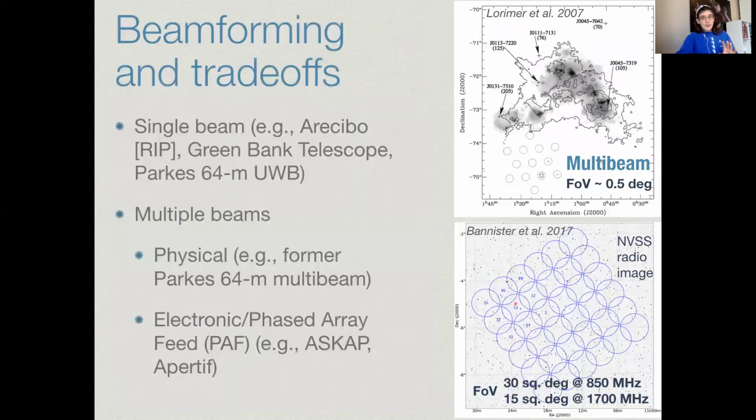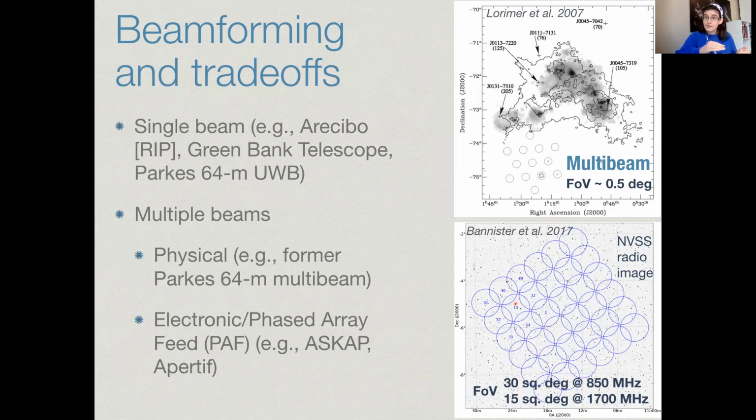So with that beam description in our minds, we can take a look at what different FRB detecting experiments can use. We have single beam instruments like Arecibo, which is sadly no longer with us, the Green Bank telescope, or the ultra wideband receiver on the Parkes 64 meter. Then we have a couple flavors of multi-beam instruments.